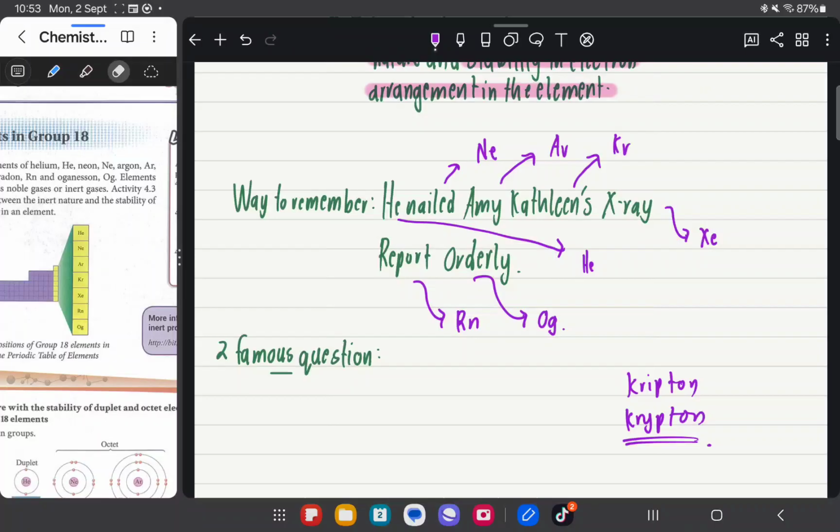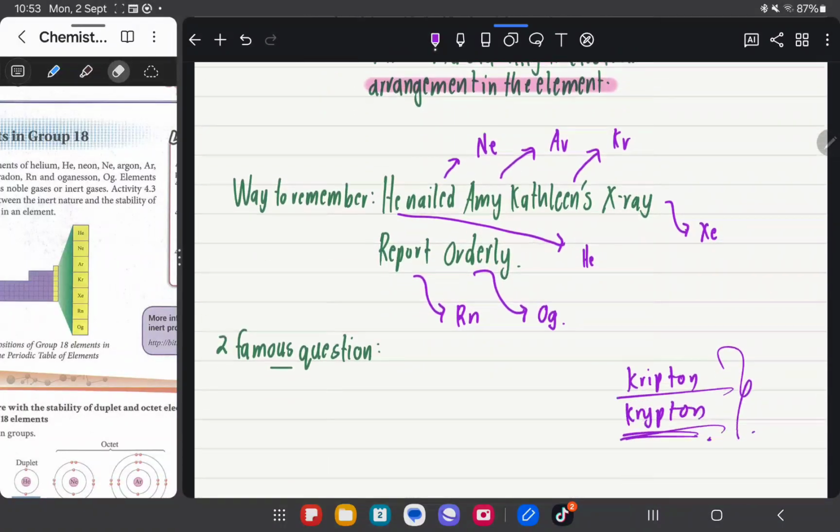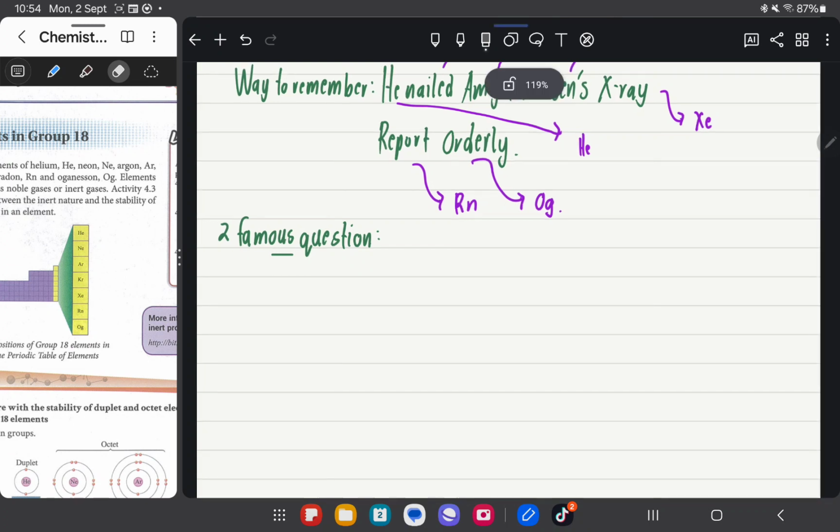Sorry, just now I mixed up the screen. Okay, so actually it doesn't matter, as long as you spell it correctly, no problem. Okay, so be careful with the spelling. If what I write on my screen is wrong, maybe the spelling, please follow the correct one. Follow your textbook.